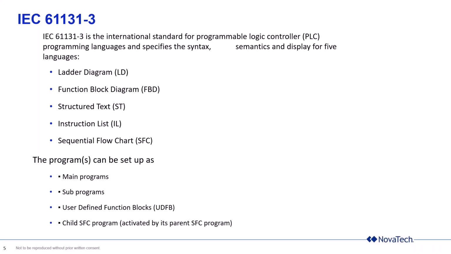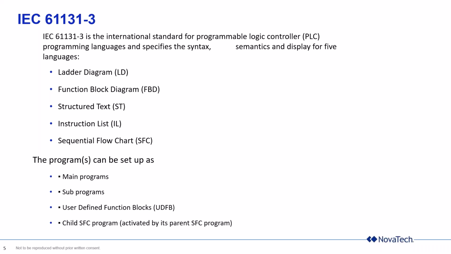So IEC 61131 is a set of programming languages defined for PLCs. If you've done programming with Allen Bradley, Modicon, or GE PLCs, you've seen at least some of these languages before. There are 5 different languages in IEC 61131. There's ladder diagram, function block diagram, structured text, instruction list, and sequential flowchart, or SFC.